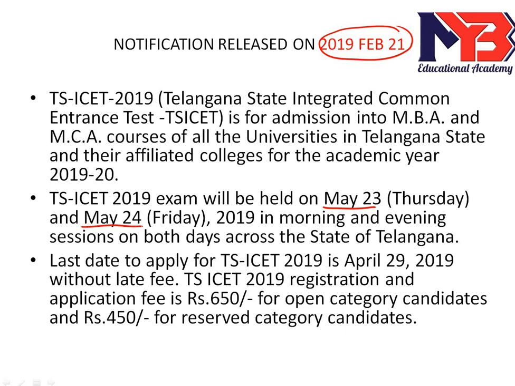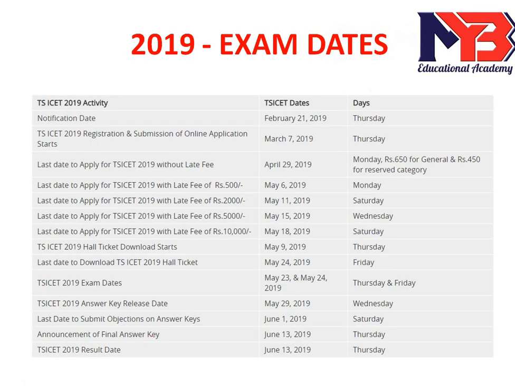The last date for applying for TSICET 2019 is 29th April 2019. The examination fee is 650. If the students are from a reserved category, then 450 will be the examination fee. These are the important examination dates you have to focus on in order to apply for the exam.